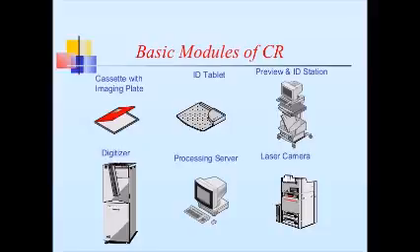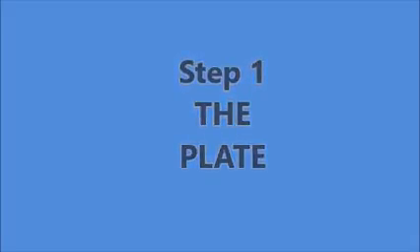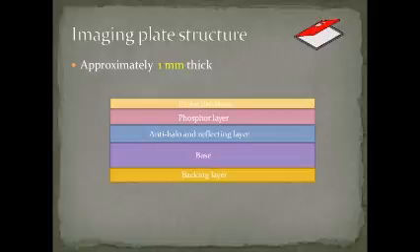There are 5 basic steps in producing a CR image. Step number 1, the plate. The picture is stored on an IP. The plate is made of several layers. The protective layer is a very thin, tough, clear plastic for the protection of the phosphor layer. The phosphor layer is a layer of photostimulable phosphor that traps electrons during the exposure.